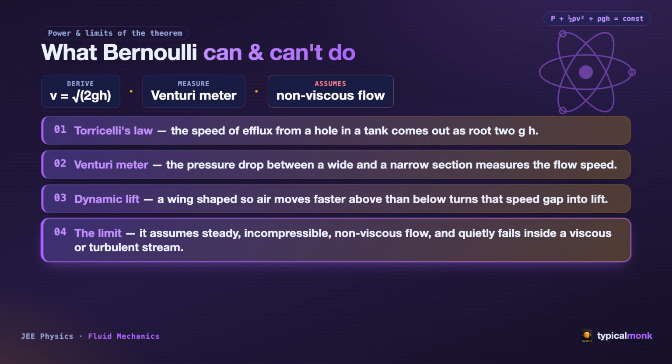Bernoulli assumes the flow is steady, incompressible, and free of viscosity. Inside a thick, viscous, or turbulent stream, the constant quietly stops being constant. Lisa once applied it inside a narrow oil-filled tube and wondered why her answer drifted from the measured value. Viscosity was eating the energy Bernoulli assumes never leaves.